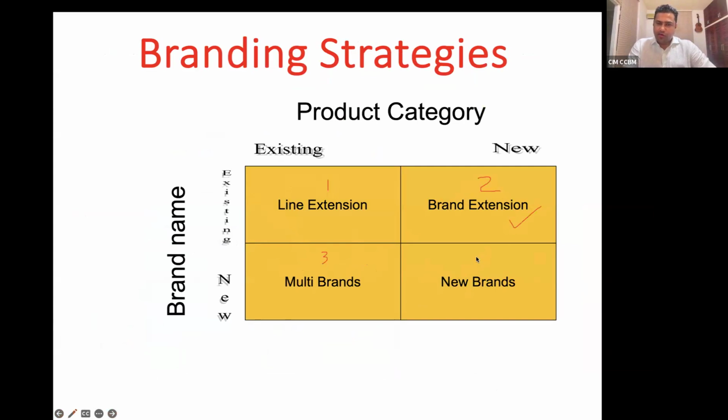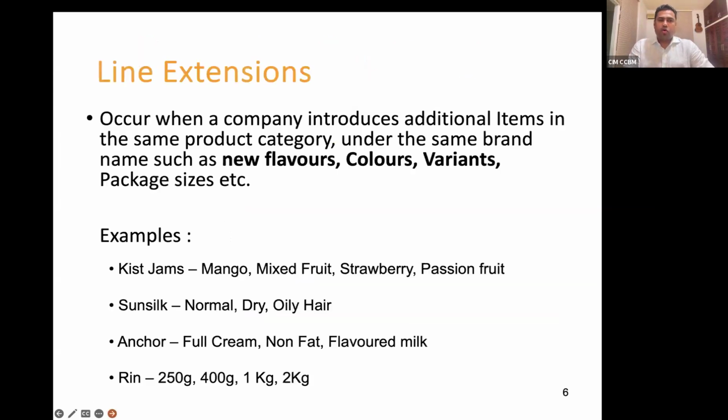Then multi-brands and new brands, four strategic options, right? So if you are in the existing product category with the existing brand name, that's called line extension. Existing product category, existing brand name, and you want to increase sales. So this occurs when a company introduces additional items in the same product category under the same brand name with new flavors, new colors, new variants, new pack sizes.